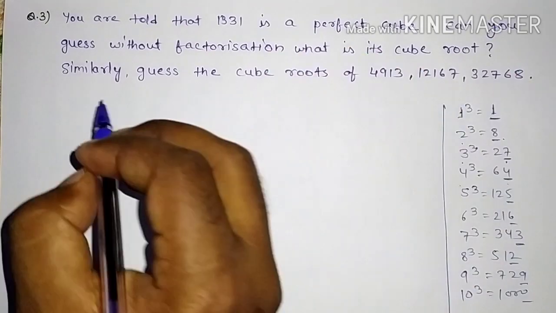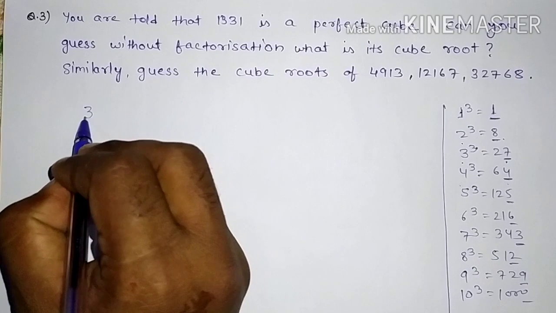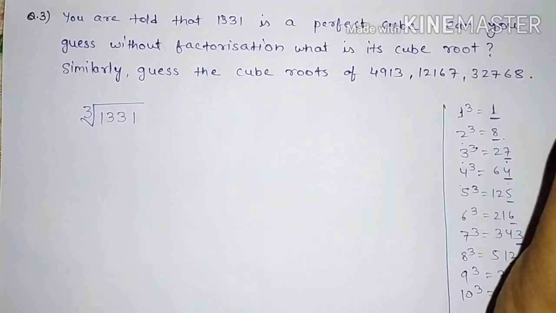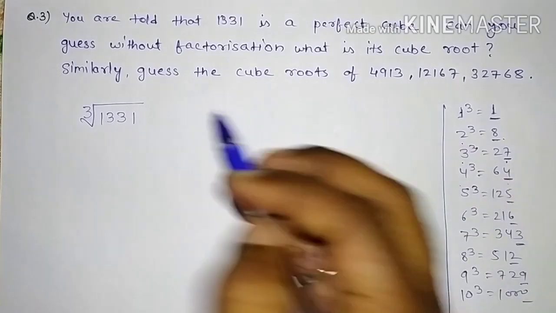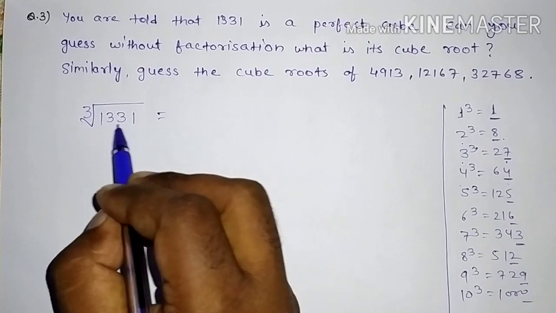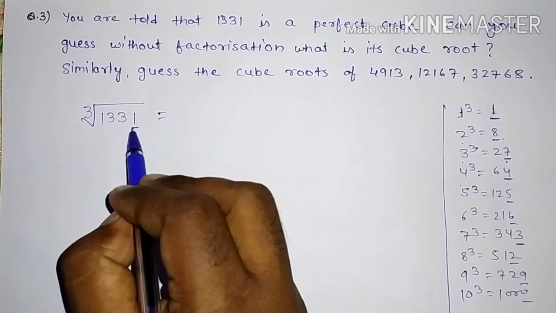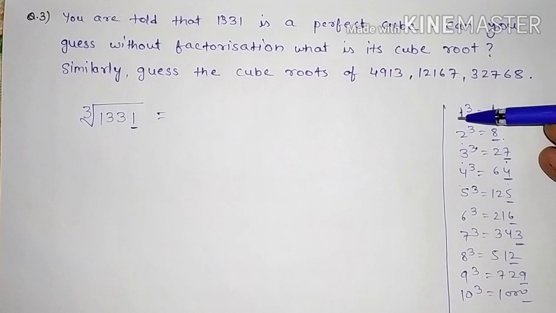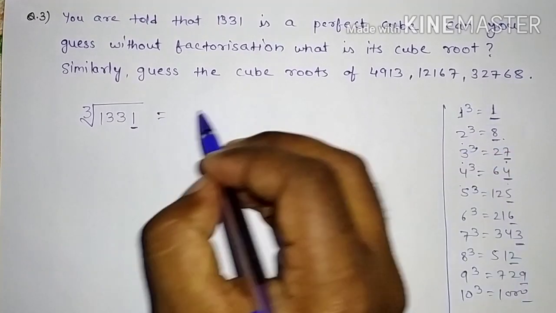So, first of all, we have to find the cube root of 1331 without any factorization. See here, what is the unit digit in this number? 1 is the unit digit. So, check which number's cube has unit digit 1. The first such number is 1, since 1 is the cube root of 1. So we can write here 1.